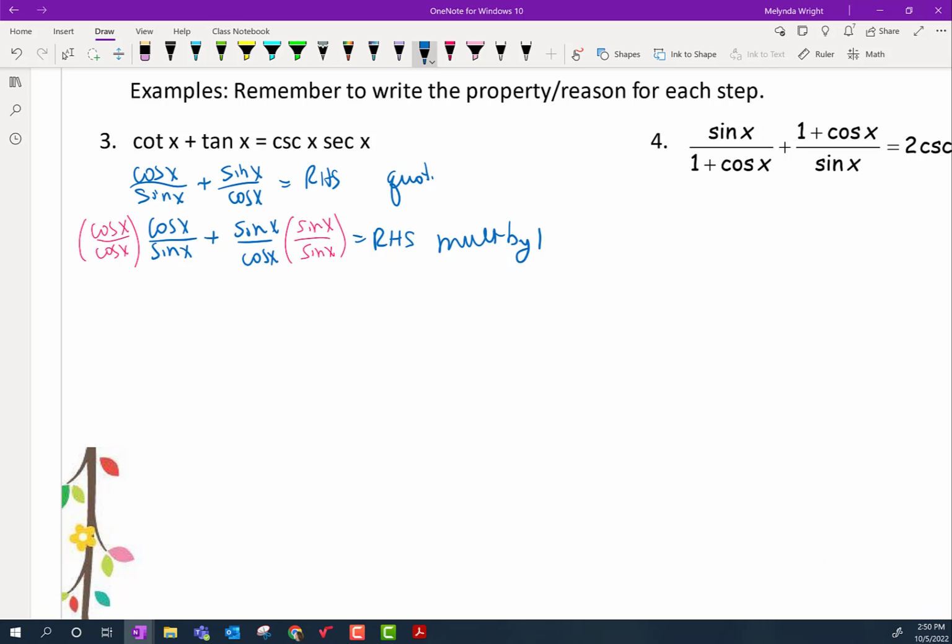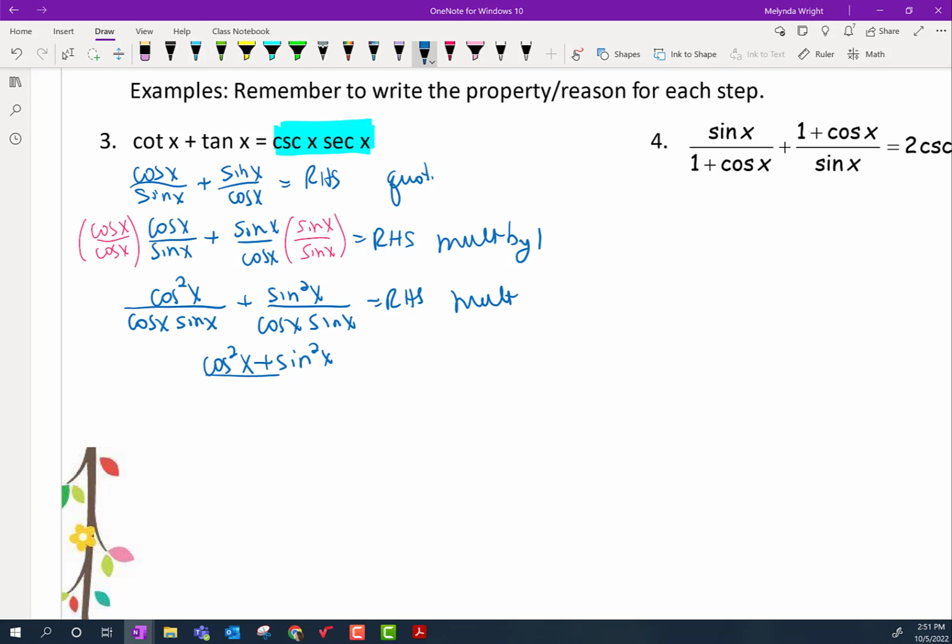So let's do that. Let's multiply that all out. So cosine times cosine is cosine squared. Cosine times sine is simply cosine times sine. Sine times sine is sine squared. And then cosine times sine is just cosine times sine. And here I just multiplied it. Okay. So let's kind of highlight where we're going. We're trying to get here. Just keep the end goal in mind. So now I have two fractions that have a common denominator. I can actually add them together. And so let's do that. So I have cosine squared plus sine squared over cosine sine. And this is just adding. I just added fractions.